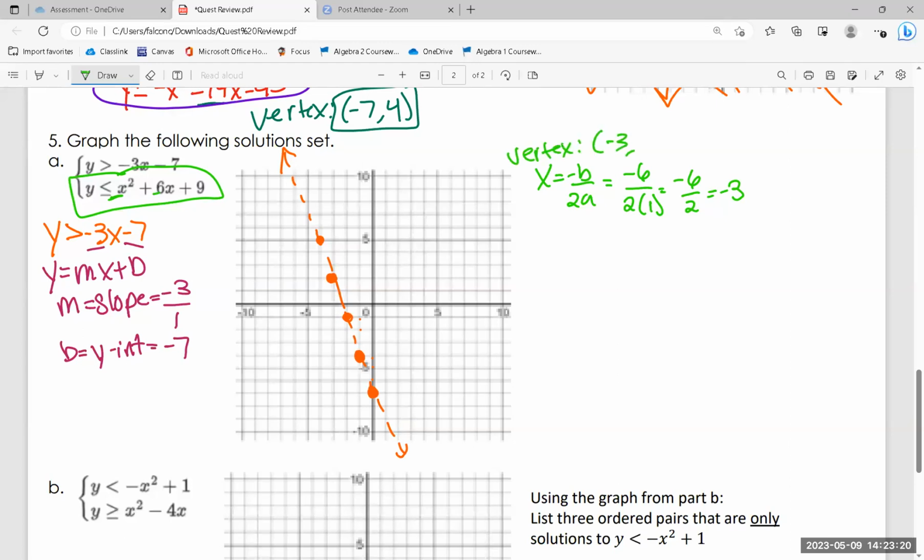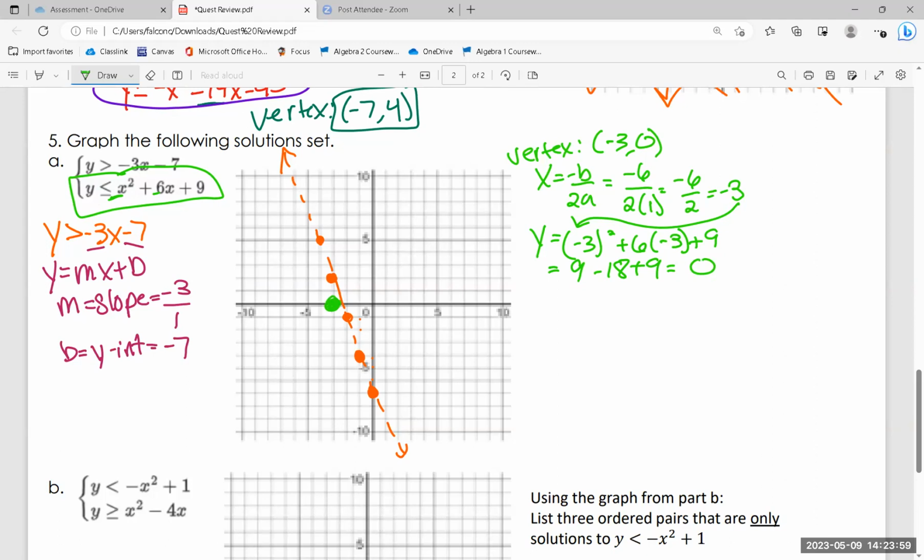So we got -3, comma. To figure out y, we plug that back into the equation. So everywhere I see an x, I'm going to replace it with -3. So that would be -3 squared plus 6 times negative 3 plus 9. So that's going to be positive 9 minus 18 plus 9, which would be 0. So our vertex is at negative 3, 0. It's right here, which is also one of our x-intercepts.